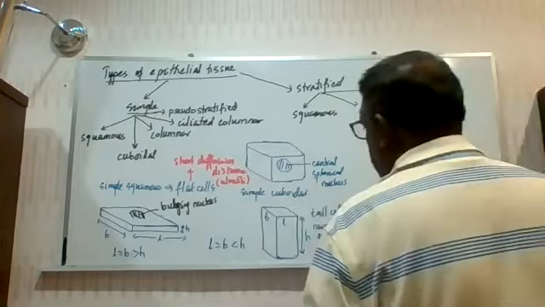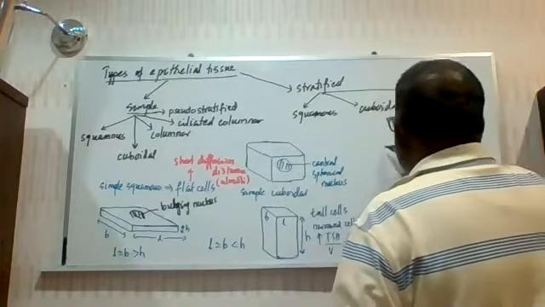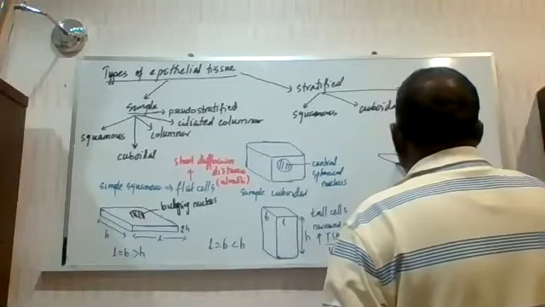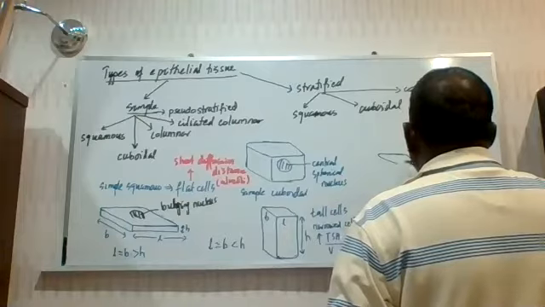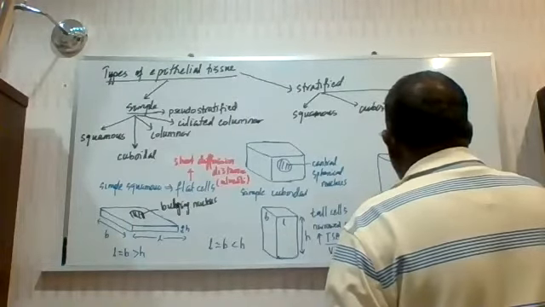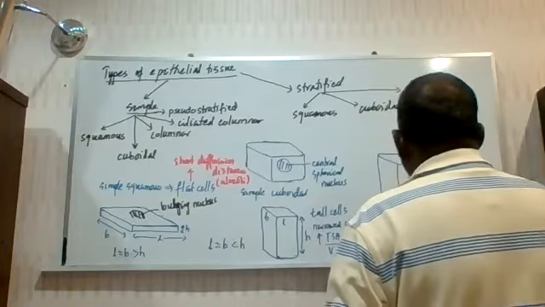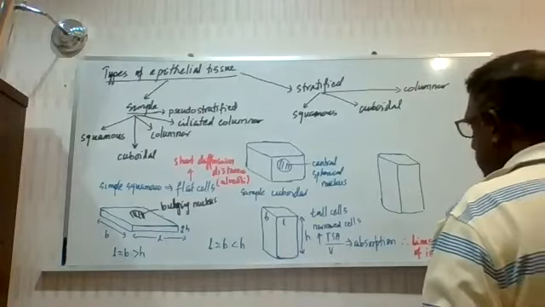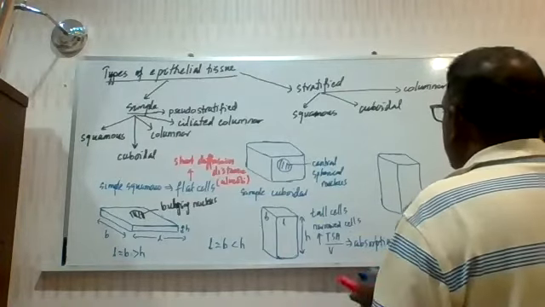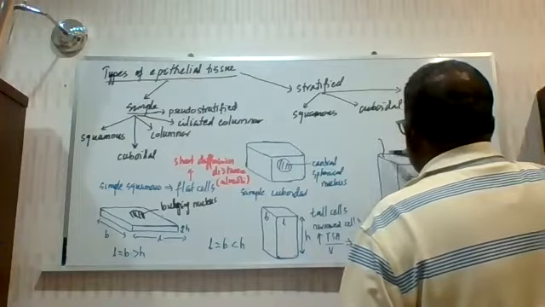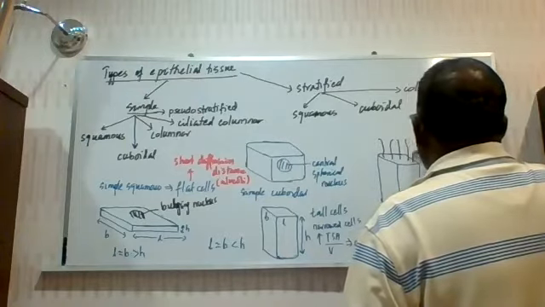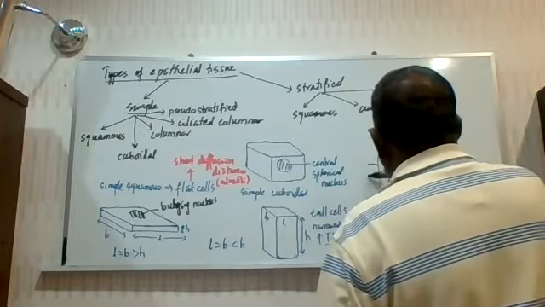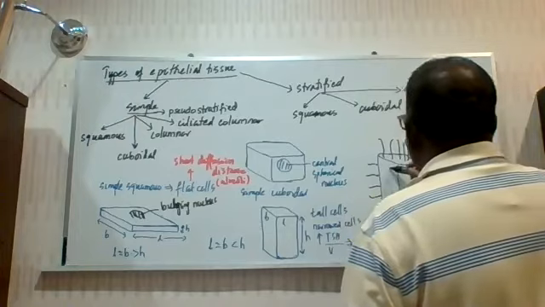Now, what about ciliated columnar cells? Ciliated columnar cells are basically the same as that, but on top of this, you have what we call cilia structures.